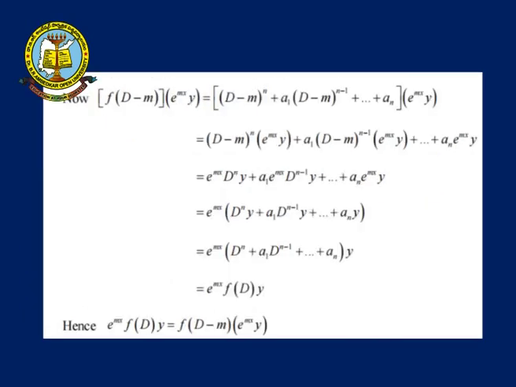Now, continuation: if we apply f of D minus m, we can separate the terms and apply it, so that for the function f of D into y, the coefficient comes to e to the power of mx. So it is the right hand term; the left hand term we got is e to the power of mx into f of D into y equal to f of D minus m into e to the power of mx into y. Hence it is proved.